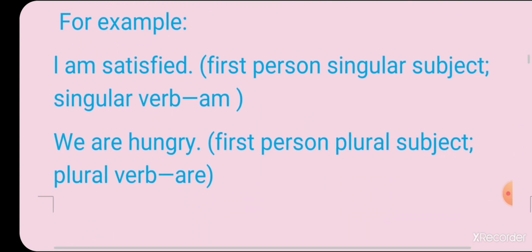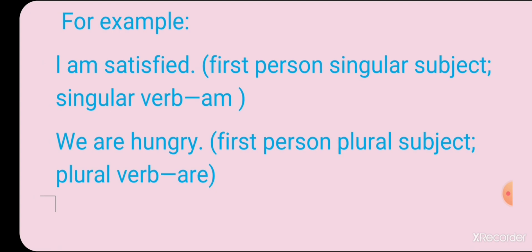For example, students, I am satisfied. Here I is a first person singular subject, and am is the singular verb we have used here. Then students, we are hungry. Here we is a first person plural subject, and we have used the plural verb are.